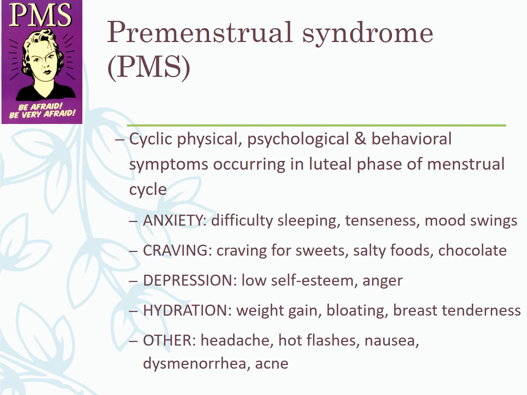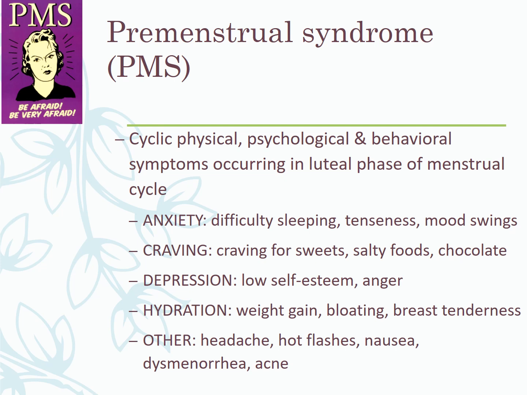PMS is a cyclic, physical, psychological, and behavioral problem. The symptoms occur during the luteal phase of the menstrual cycle. That means it starts to occur between ovulation and the onset of menses. 85% of women experience symptoms with PMS. 40% of women report some disruption of their daily activities.